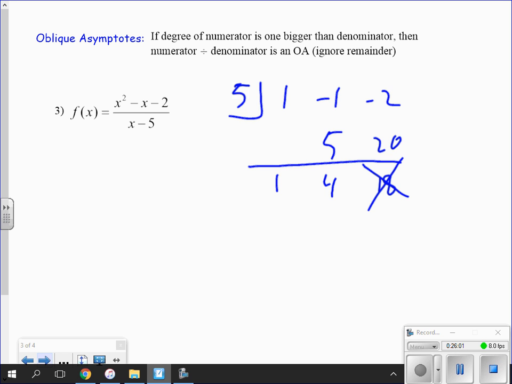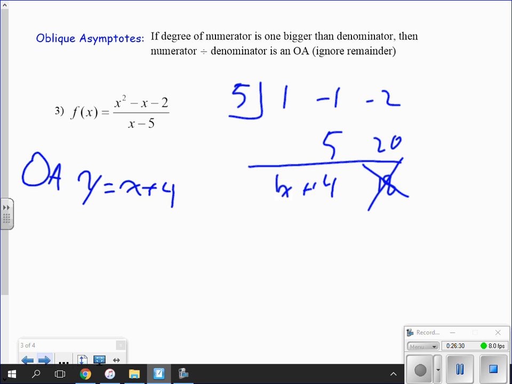And then what do I get? This is actually x plus 4, right? So I get the equation y equals x plus 4. This is my oblique asymptote. Whatever you get when you divide, that's your oblique asymptote. Whatever that line is.